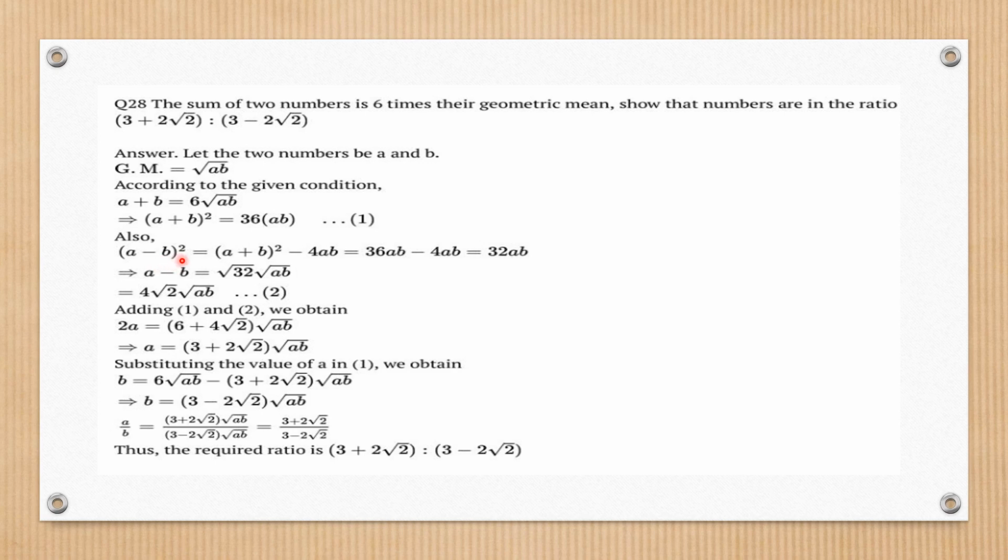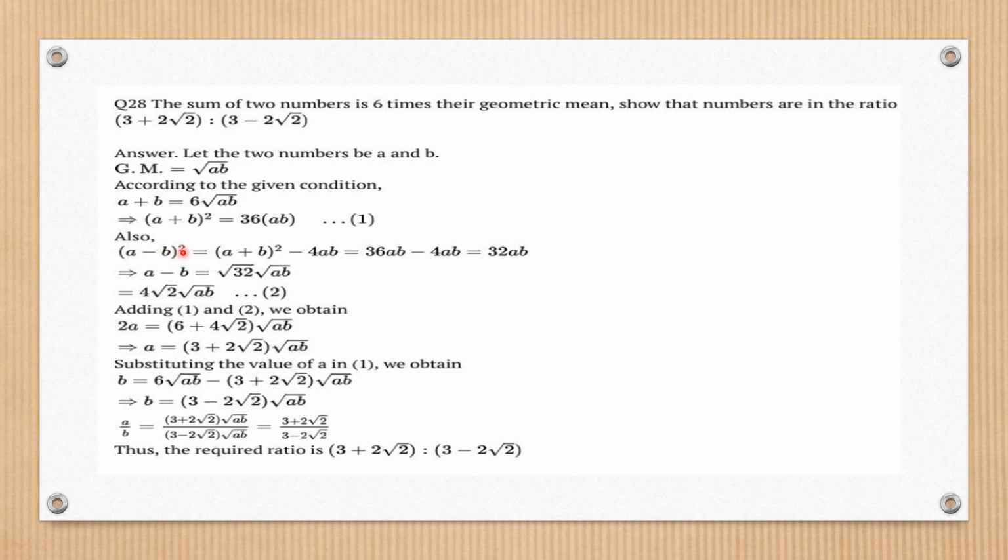Can I write (a minus b) whole square as (a plus b) whole square minus 4ab? How? Because you know it is a square plus b square minus 2ab, and this is a square plus b square plus 2ab. So plus 2ab is to be written as minus 2ab. What I need to do is add 2ab and subtract 2ab. That means I will have to write it like this: (a plus b) whole square minus 4ab, which when opened will have the same value.